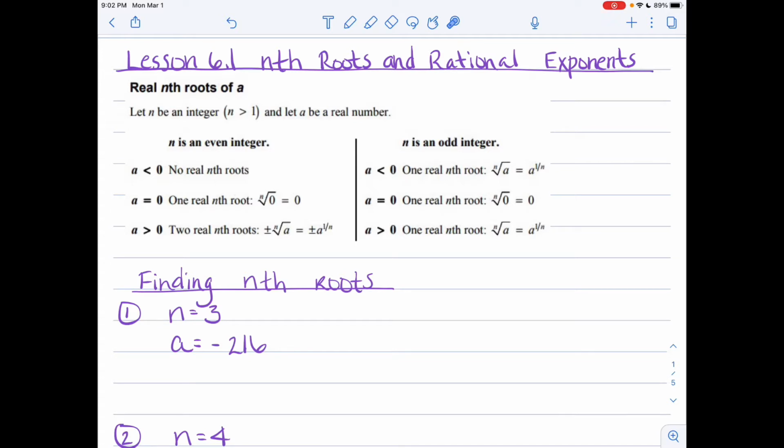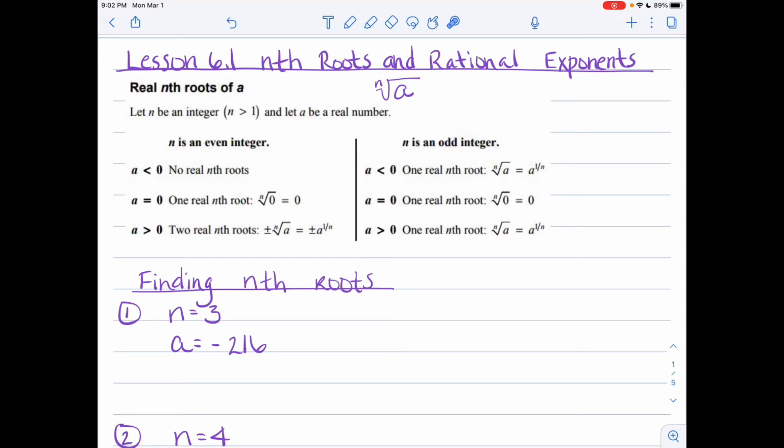So we're going to divide this into two basic categories. One is when n is even, and the other is when n is odd. And so if n is an even integer, so n is 2 or 4 or 6, let's go ahead and just write this real quick. We have n here, and we have our a value here. So if n is even, but our a value is less than 0, so it's a negative number, then we're not going to have any real roots in that case. We will have some imaginary roots, but not real roots.